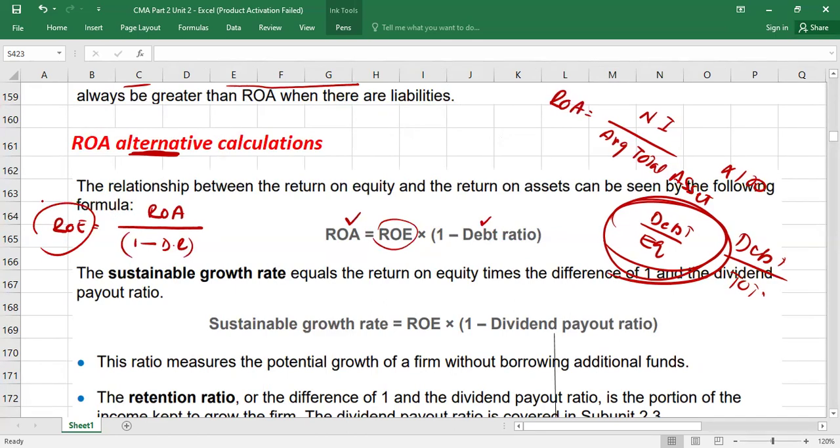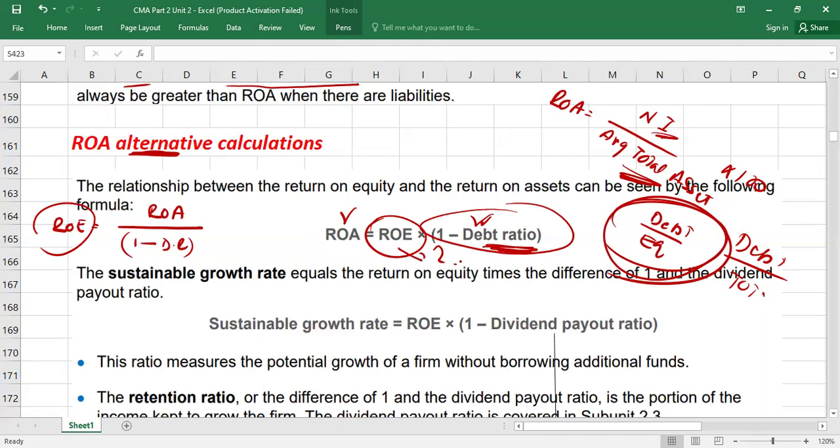So please, you have to read the question very carefully. If in the exam question he tells you the debt ratio, okay, he didn't tell you average total assets or net income, but he told you, for example, return on equity and debt ratio, it means we can calculate return on asset. Or if he told you return on asset and debt ratio, it means we can calculate return on equity. Right or wrong? So this is the alternative way. I'll show you with the help of a question also, please.